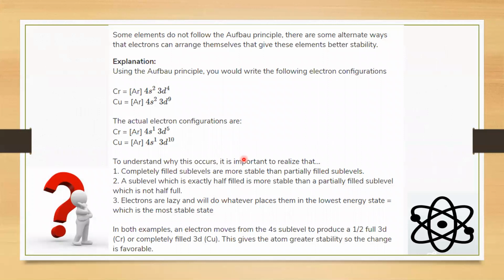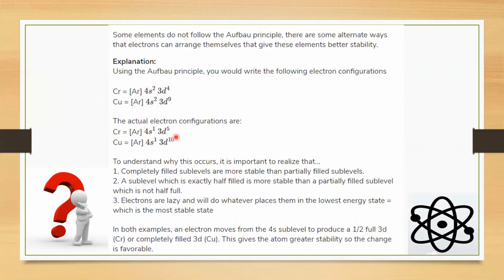For example, we have chromium and we have copper. From this, what is the atomic number of chromium? That is 18 plus 2, 20, and plus 4, 24. Whereas for copper, it is 29. Now, we know we are supposed to write 4s2 and 3d4 while following the Aufbau principle. But actually, we don't do it.